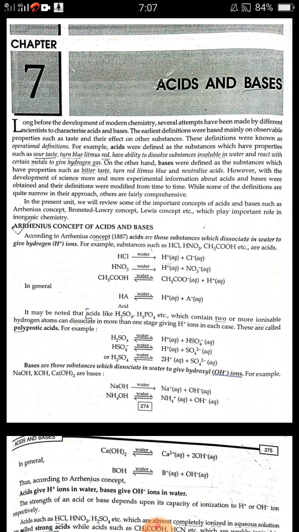So these are the examples. When we put HCl in water, it dissociates into H positive and Cl negative ions, which give the H positive ion, so it behaves as an acid. It may be noted that acids like sulfuric acid, H3PO4, etc., which contain two or more ionizable hydrogen atoms, can dissociate in more than one stage, giving H positive ions in each case. Those substances which contain two or more ionizable hydrogen atoms are called polyprotic acids.